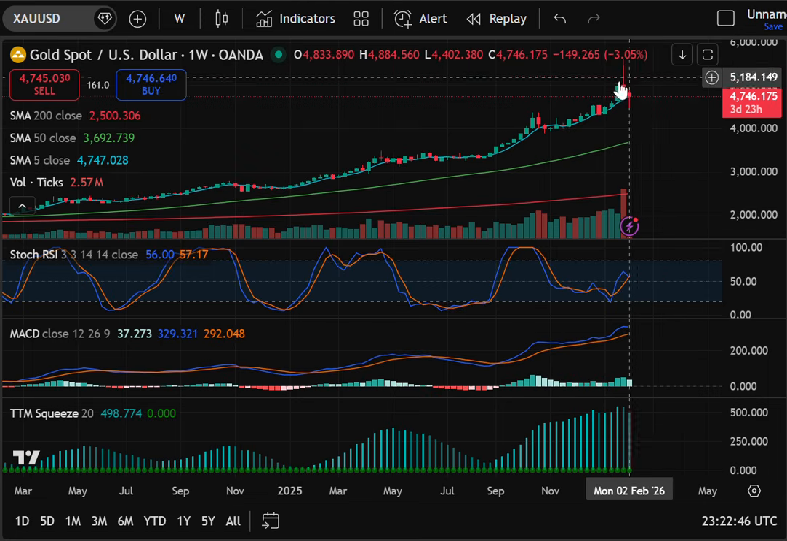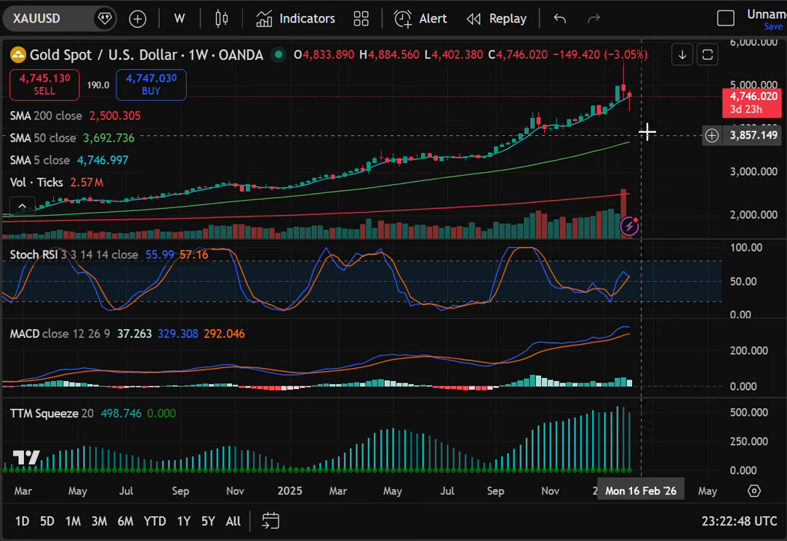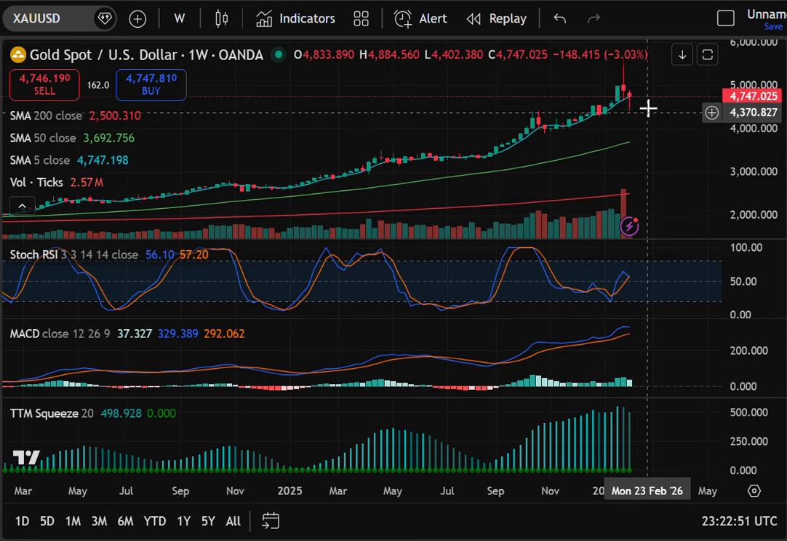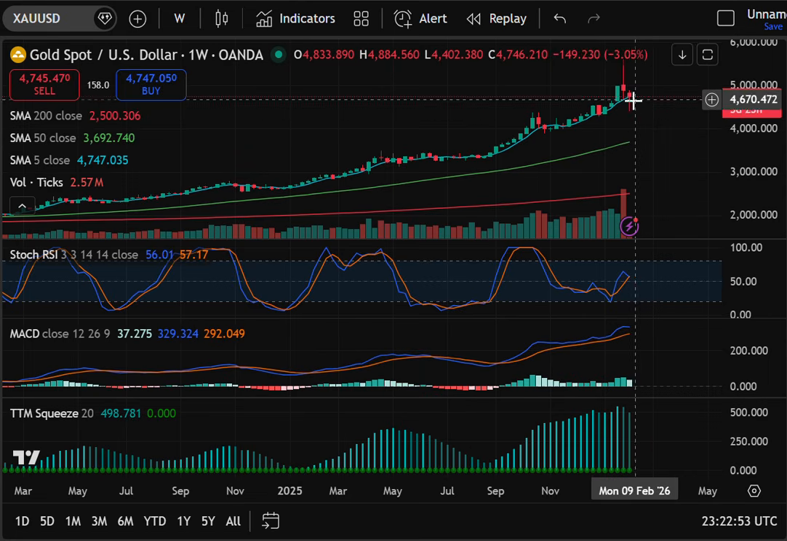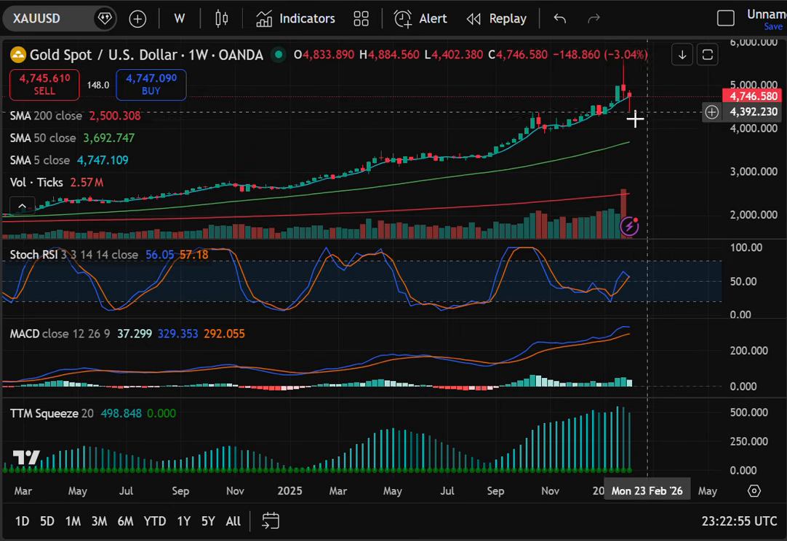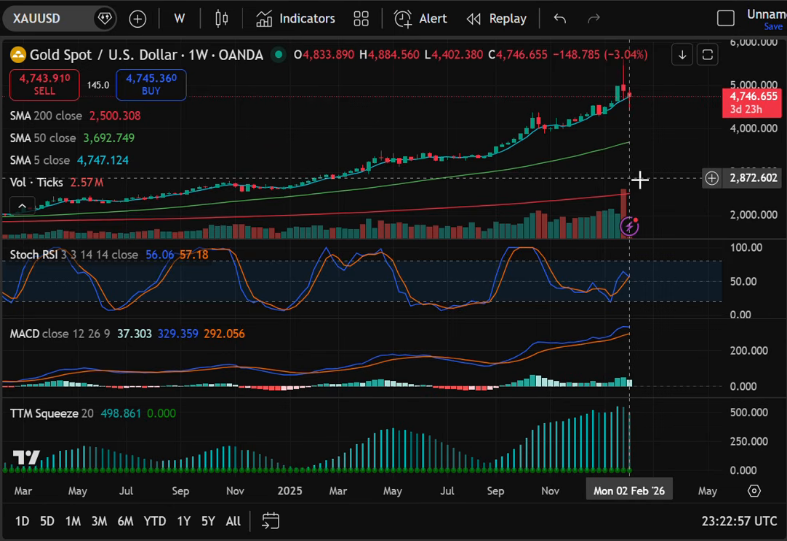This one is quite interesting right here. Gold is showing, for instance, a hammer right here. And if the week closes at a hammer, that's a good indication that there's a reversal in the price movement.